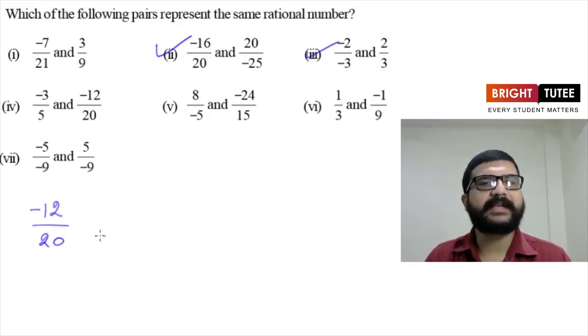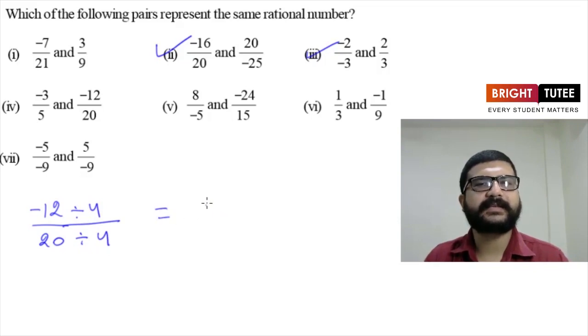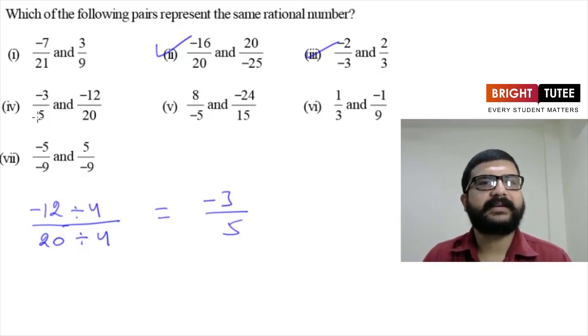This number is not in the standard form because they have common factors other than 1. And one of the common factors is 4. So let's divide them by 4. Minus 12 divided by 4 and 20 divided by 4. This will give us minus 3 upon 5, which was the first number here. So it means this pair is also representing the same rational number.